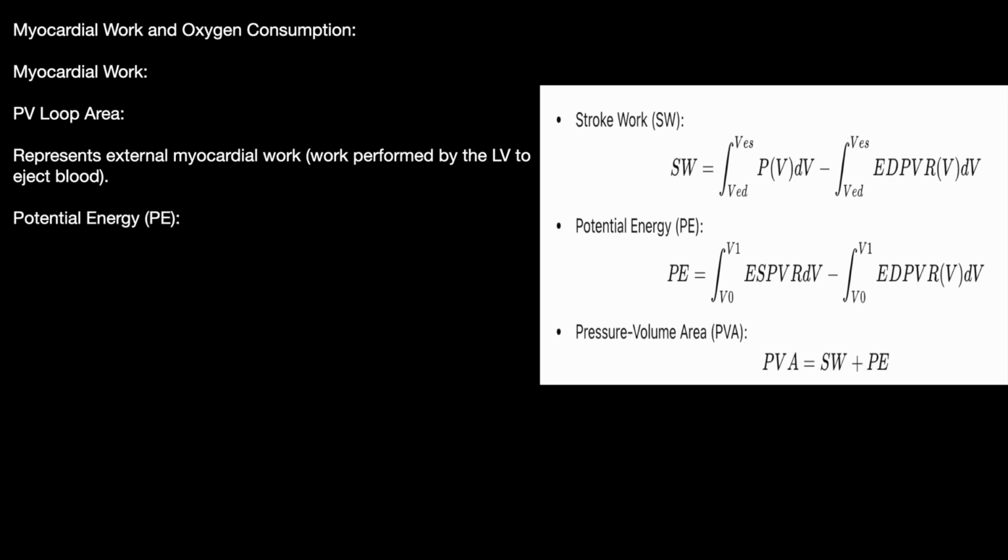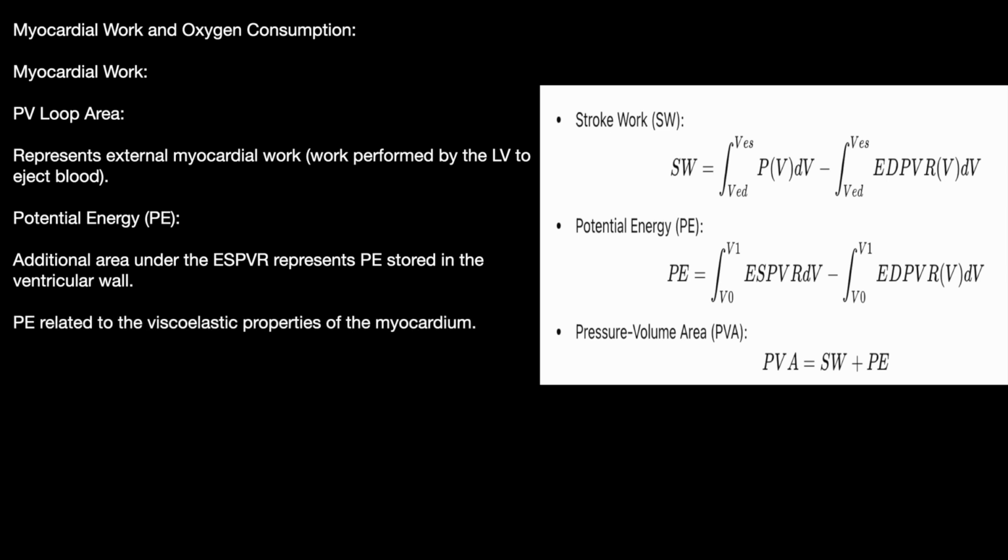Then we have the potential energy given over here. It is the additional area under the end systolic pressure volume relationship, which represents the potential energy stored in the ventricular walls. When the ventricular wall has finished its ejection, it is still maintaining some kind of tonicity. That tonicity is what is called the stored potential energy. And the potential energy is related to the viscoelastic property of the myocardium.